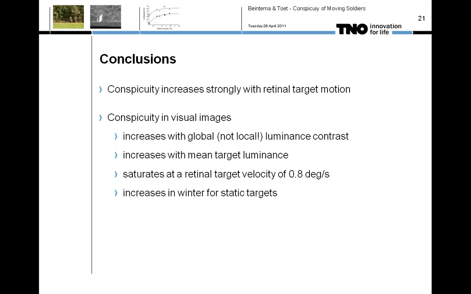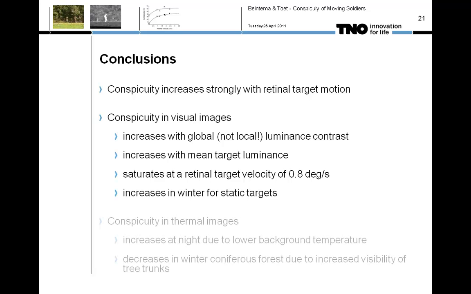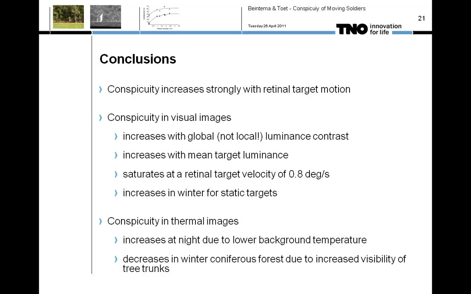For thermal images we find that the variation in the background temperature due to changes in season or time of day plays an important role in thermal target conspicuity. Not only can the thermal conspicuity increase due to a lower background temperature, for instance during the night, but the target conspicuity can also decrease due to automatic scaling of the temperature range by the display software. And target conspicuity can decrease in winter due to an increased clutter of the tree trunks.